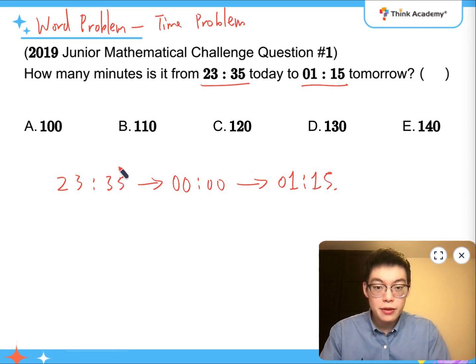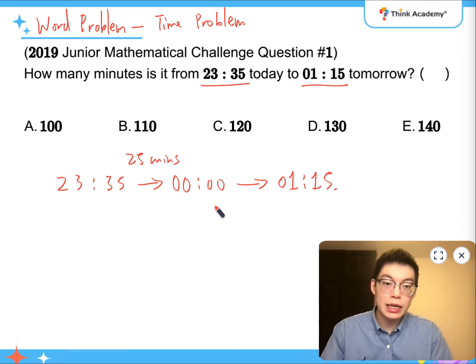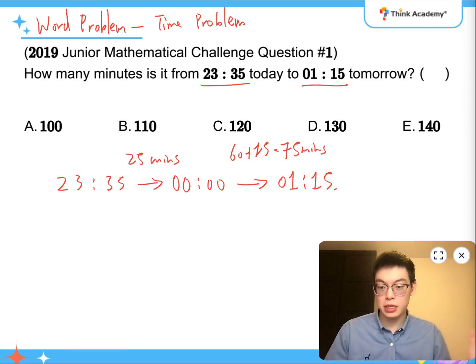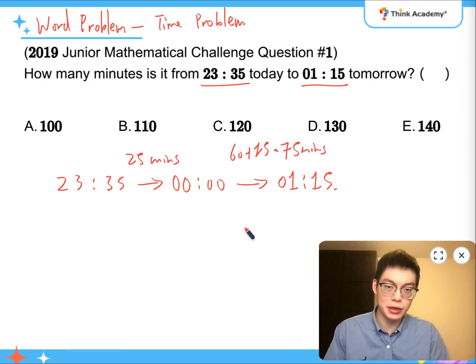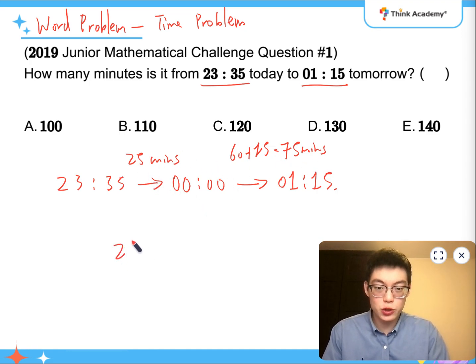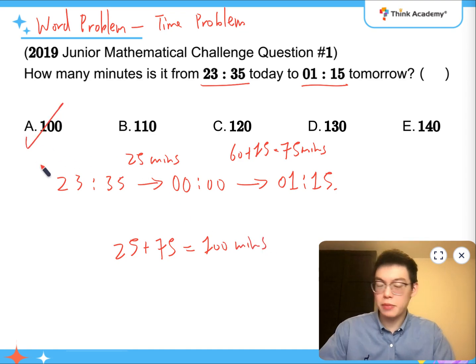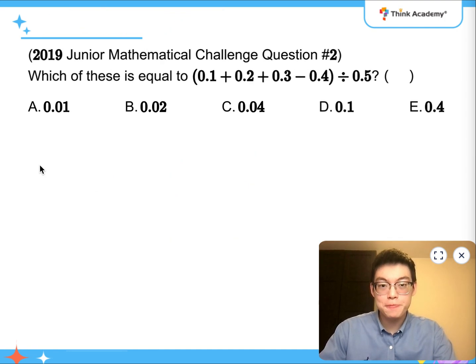So clearly that span is going to be 25 minutes. And the second one, we have 1 hour and 15 minutes. So that's going to be 60 adding 15, which is equal to 75 minutes. Clearly there's 60 minutes in an hour, right? So altogether we have 25 adding 75, which is 100 minutes. And the answer is going to be A, okay? So that's for the first question, pretty simple.